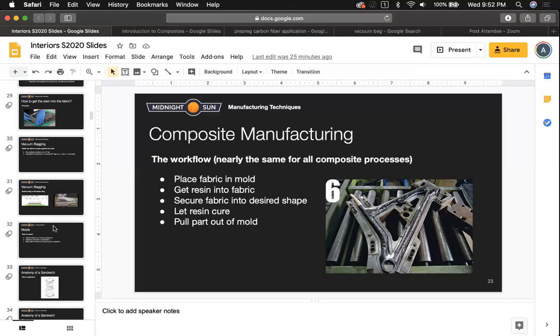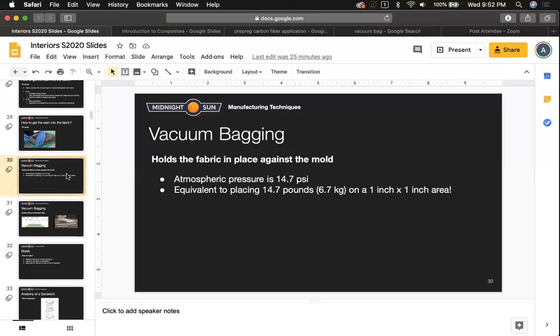And typically, even on any flat sheet, you still want something to hold down your fabric. And what we tend to use is vacuum bagging. What that is, you're sucking air out of a bag and allowing atmospheric pressure to push the fabric against the mold. And the reason you do this is because vacuum pressure is actually really powerful. Atmospheric pressure is 14.7 psi, or pounds per square inch. So if you were to suck all the air out of something that was 1 inch by 1 inch, you'd actually be placing the equivalent of 14.7 pounds on top of it.